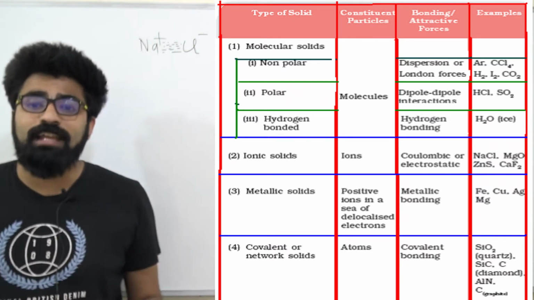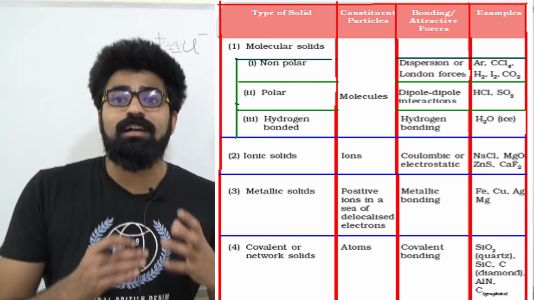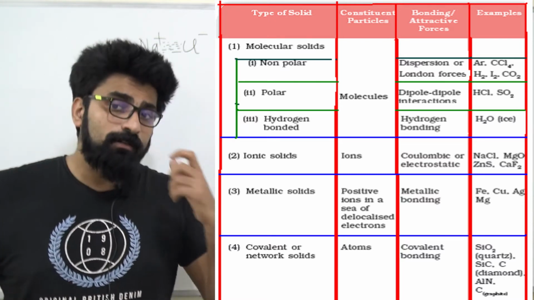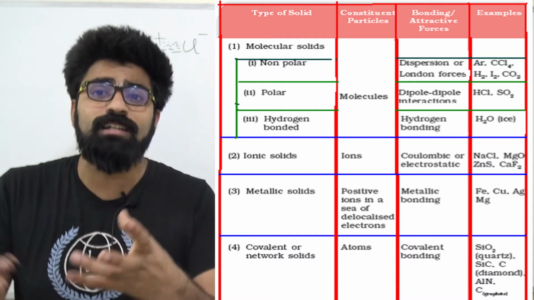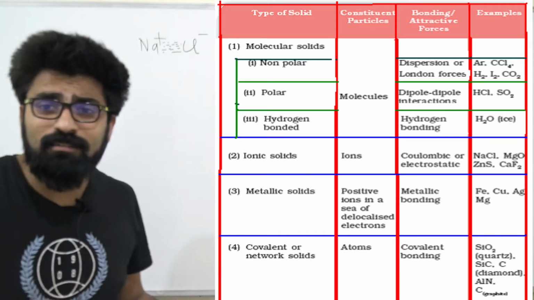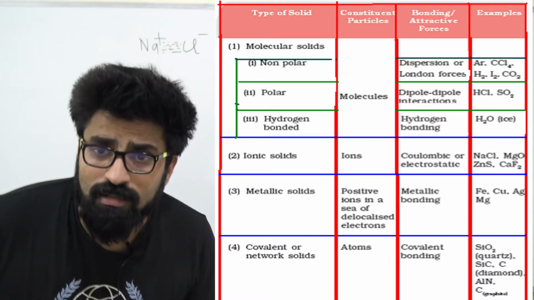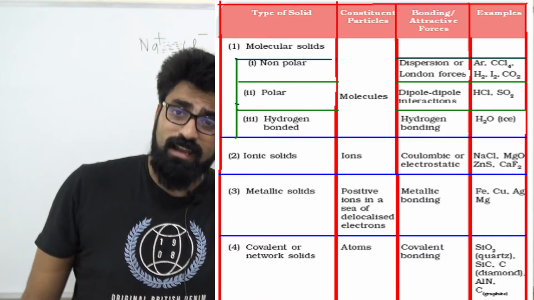The third type of thing that they ask for a particular solid is: what are the constituents of ionic solid? So what are the constituents? In ionic solids we have cation and anion. We have different cations and anions. So constituents of ionic solids are ions.